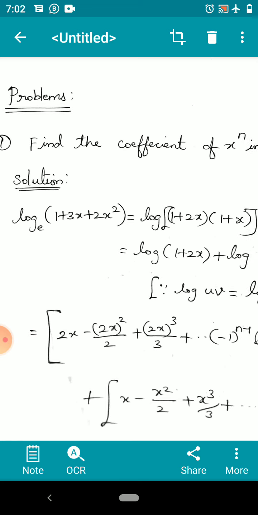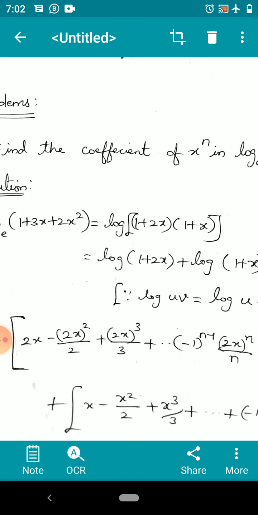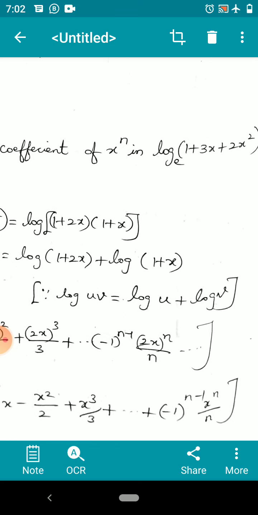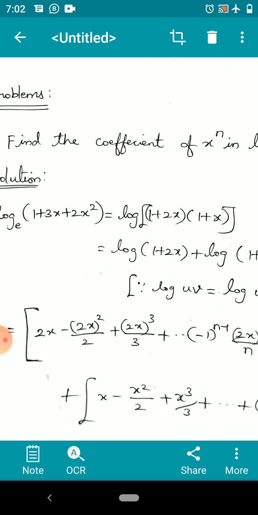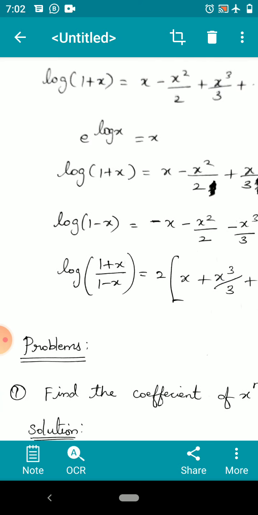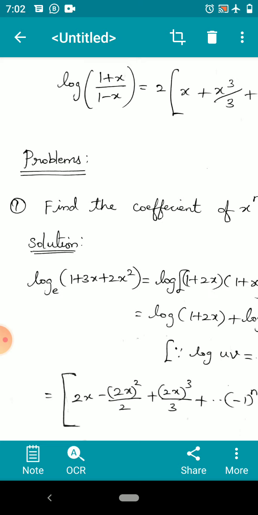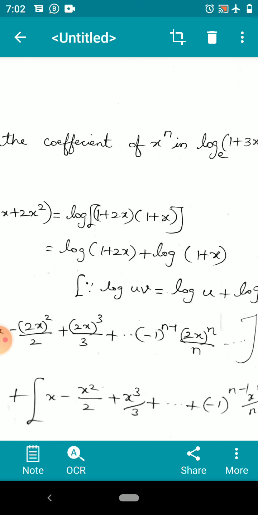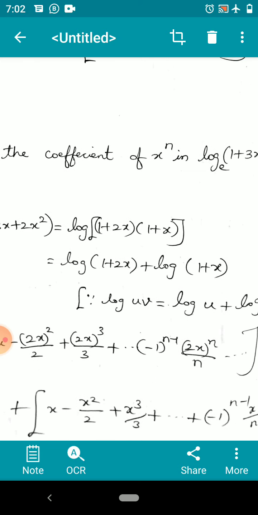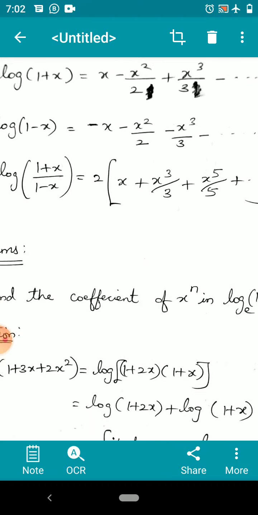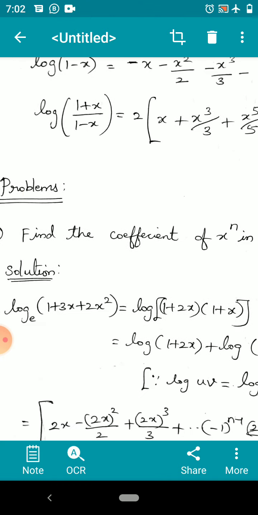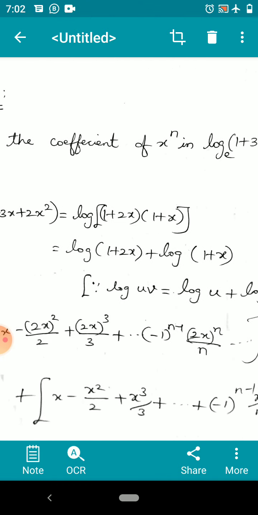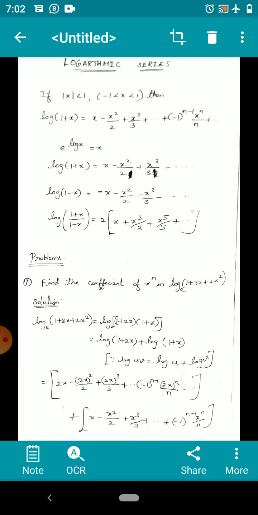Now we know the formula for log of 1 plus x, so in the place of x we have 2x. Substitute there and then you can write it here. Likewise for log of 1 plus x, as usual we have the formula x minus x squared by 2. Just write that formula over here. So this can be written using the general term, that is, the summation of the series.